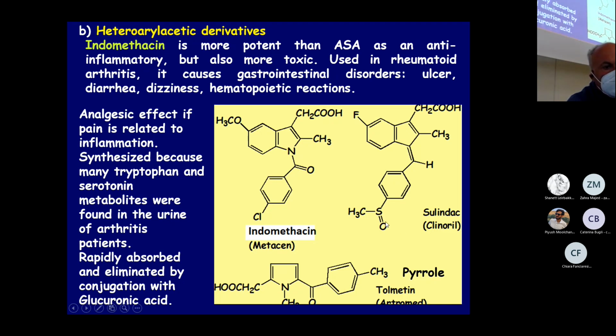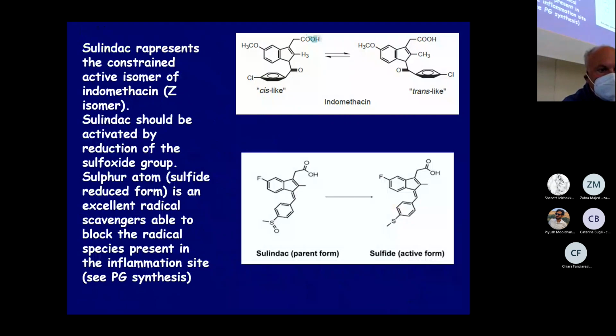Sulfoxide is reduced in vivo by our metabolism to sulfide. So we have the elimination of the oxygen. You see here sulindac, and after our metabolization, you see the sulfide form. Sulfide is the active form. But why is sulfide important? Sulfide is an excellent radical scavenger.